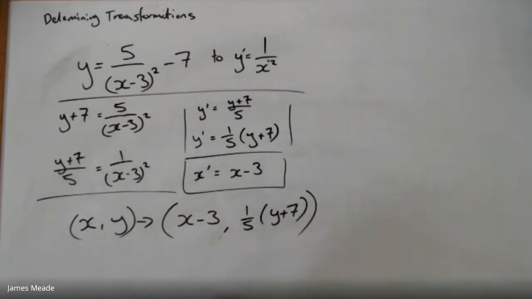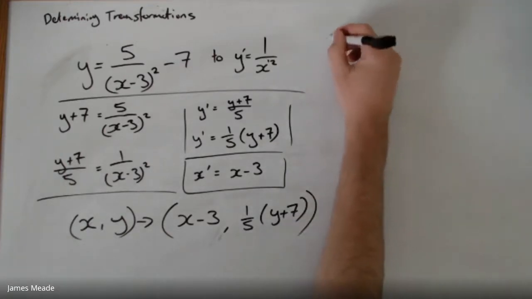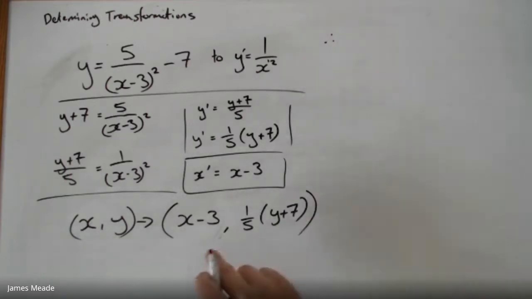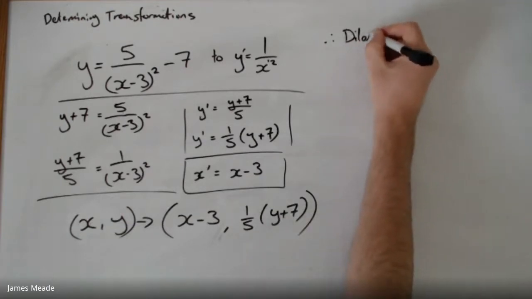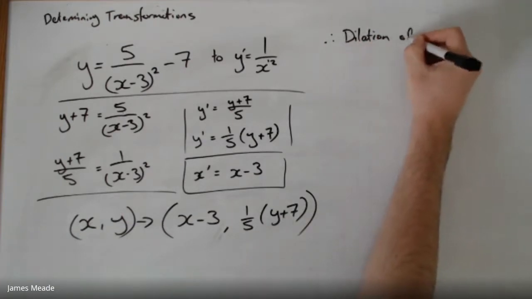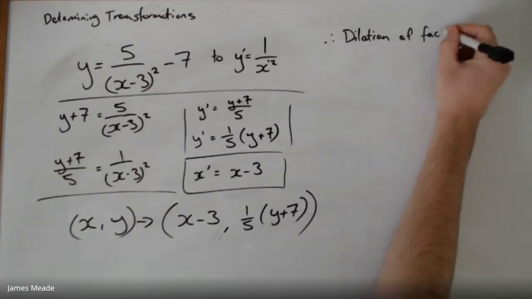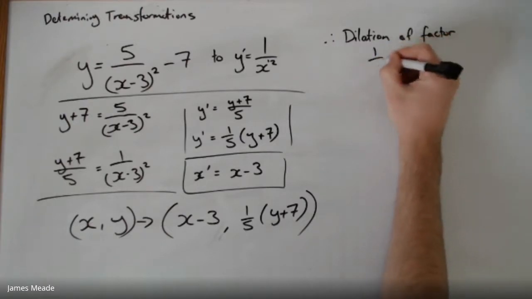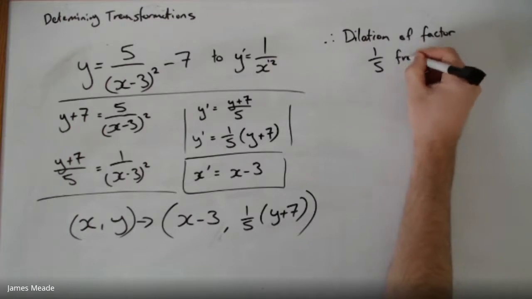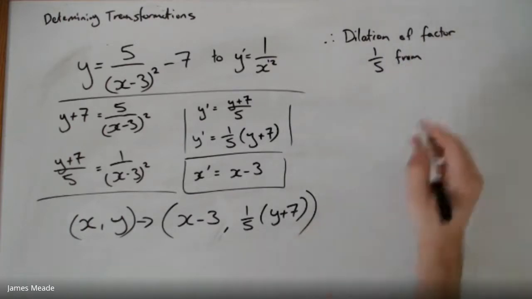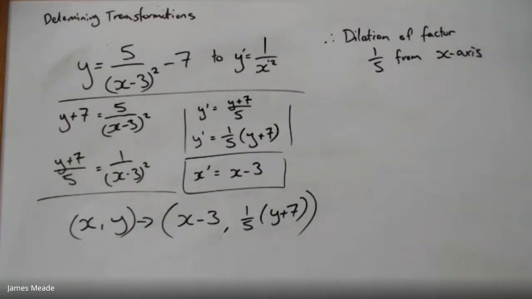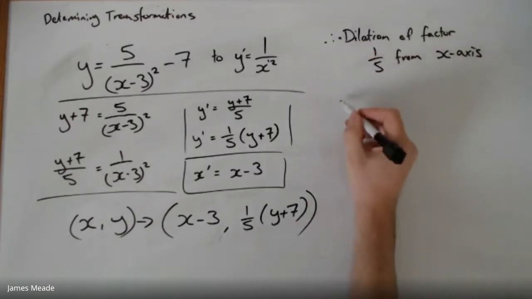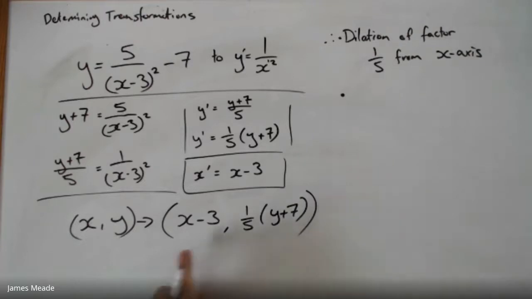Okay, then listing our transformations. So therefore our transformations would be, remember, Dr. T, is there a dilation? Yes, there is. The dilation of 1/5 here. So there's a dilation of factor 1/5 from, now it's multiplying the y, so it's going to be from the x-axis. Okay, and then I've got my dilation there, and I don't have any reflections.